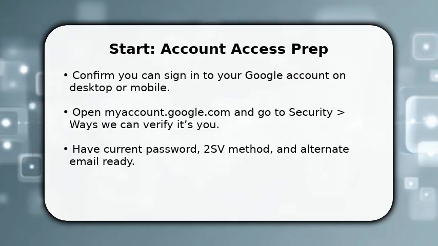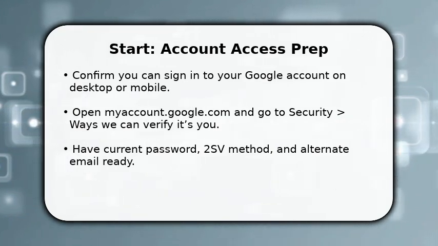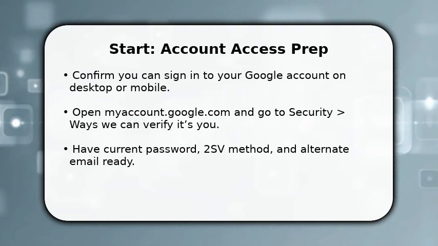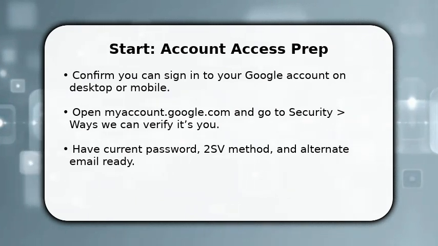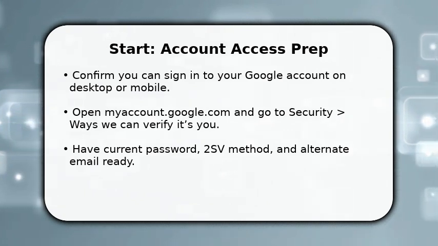You begin by signing into your Google account, enter your password, and complete any two-step verification prompts. Once done, navigate to My Account. Google.com, then open Security and find the verification or recovery settings.